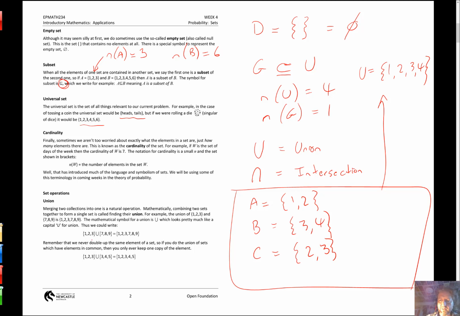Now, look at this symbol here. I'm going to say, well, what's A union B equals? All union means is put them all together. Don't repeat them if they occur twice, but put them all together. What happens if I put 1, 2, 3, and 4 together? A and B? Well, I get 1, 2, 3, 4. That's A union B. What if I ask this different question? What's n of A union B?